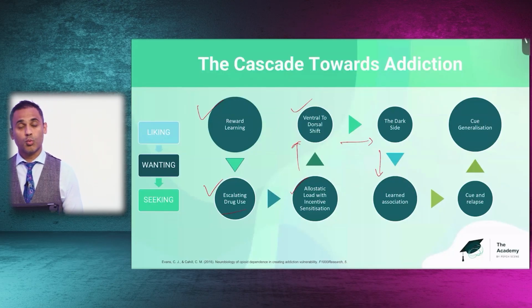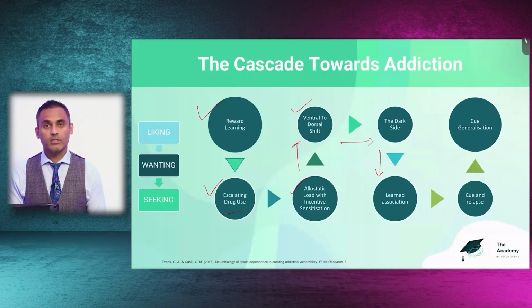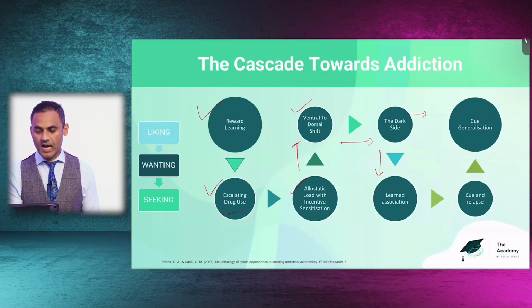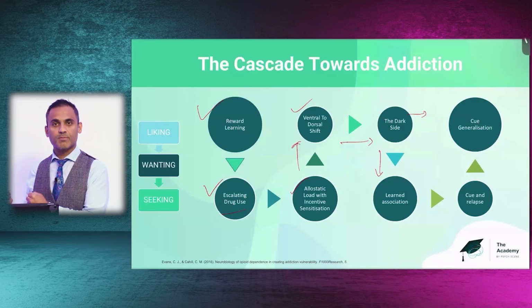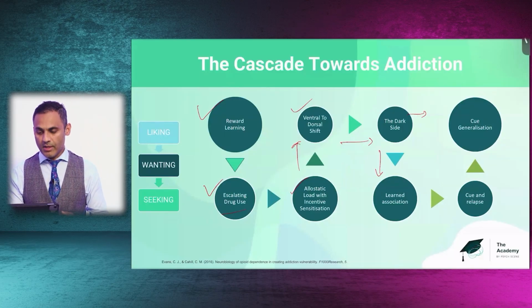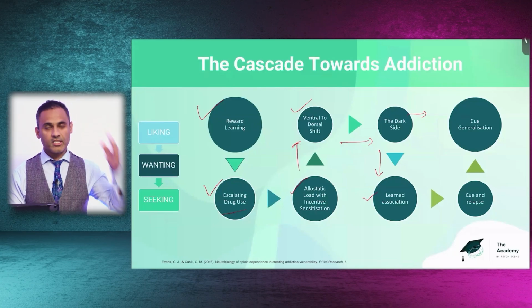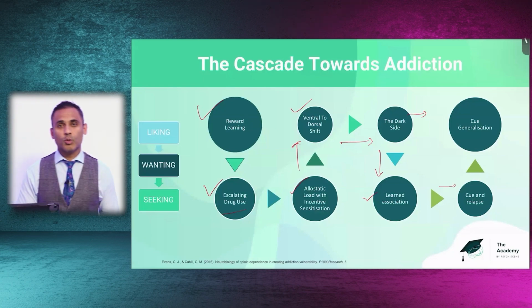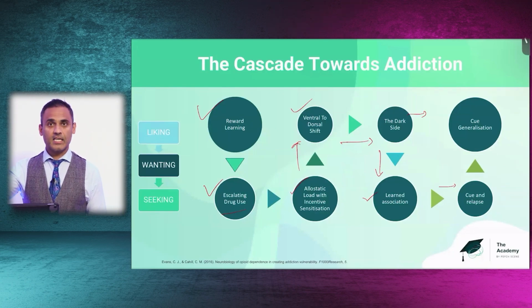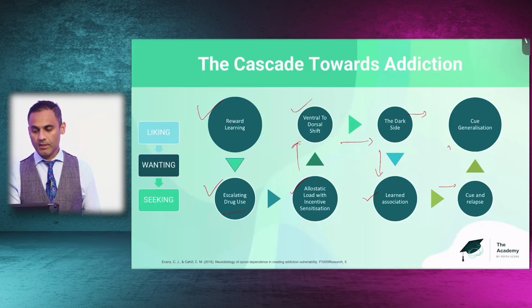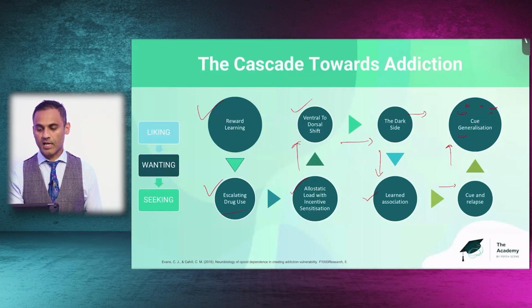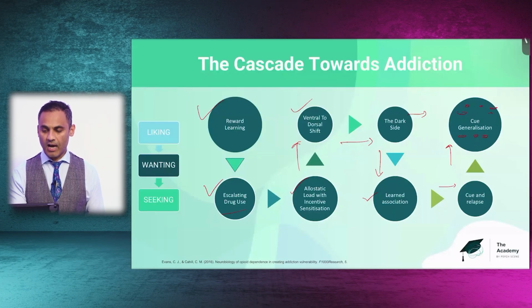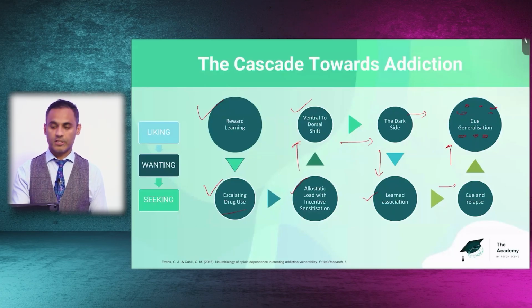This then moves towards a learned association, because this dark side is where negative responses are removed by the drug. Therefore, there's a learned association that this drug helps me, or it removes the negative aspects. Then we move towards cues and seeking, cues and relapse, and then cue generalization. Lots of other cues will start getting added on, and you can see how this process can continue.